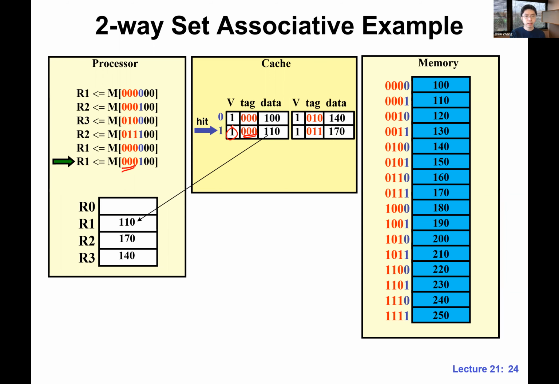Okay, so with this increased flexibility, if you remember, in the Tuesday lecture, I think we only got 1 hit. In this case, we have 2 hits, which is an improvement. All right.